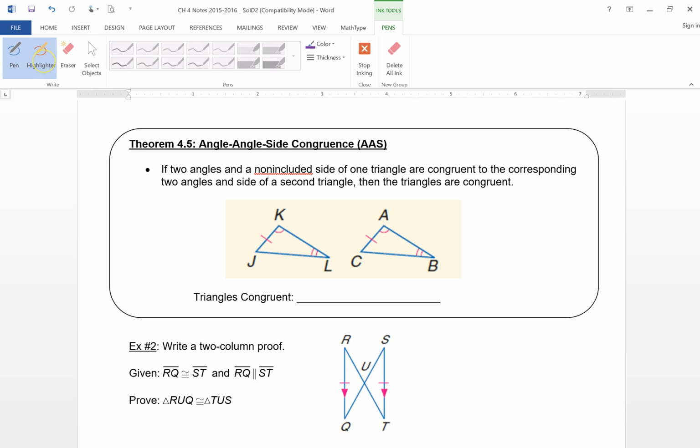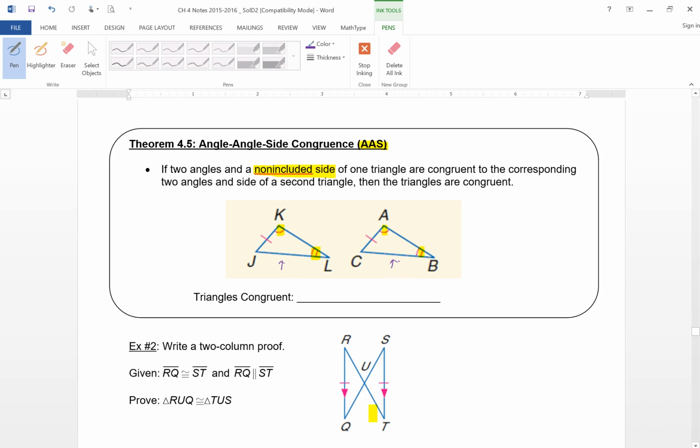The next one is angle angle side congruence, or AAS congruence. And this says two angles and a non-included side of one triangle are congruent to the corresponding two angles and a side of a second triangle. Okay, so basically I have two angles here, but the side that's congruent is the non-included side. So it could either be this one, or it could have also been this one.